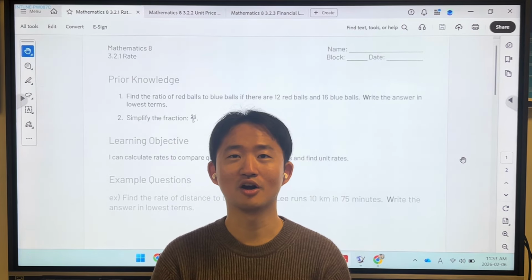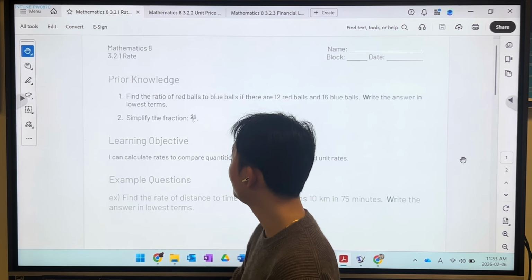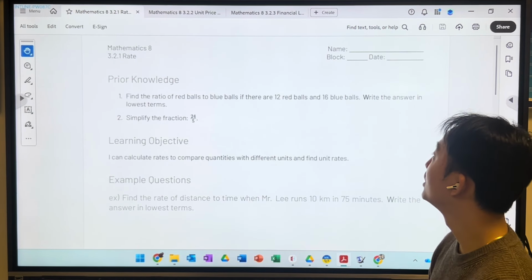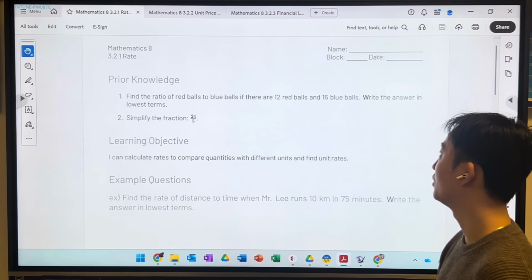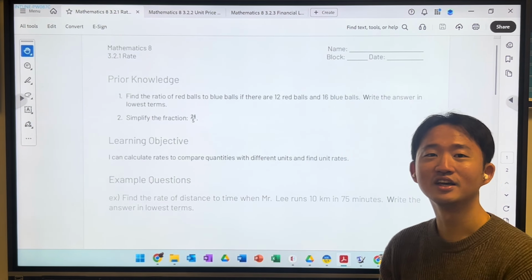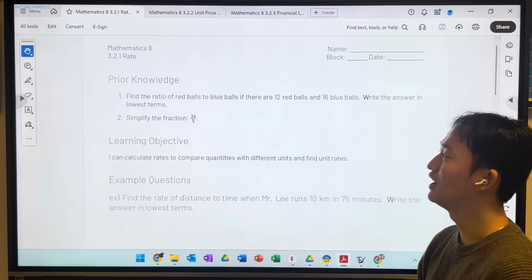Today, we're going to talk about rate. Before we start the lesson, there are some things that you need to know how to do. You need to know how to find the ratio of red balls to blue balls if there are 12 red balls and 16 blue balls. You also need to know how to write the answers in the lowest terms. Also, you need to know how to simplify a fraction.